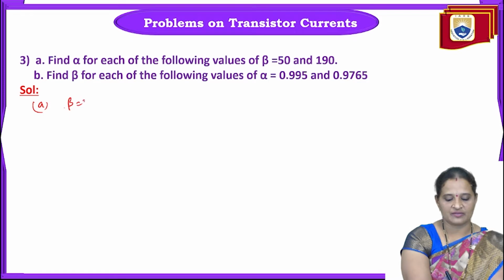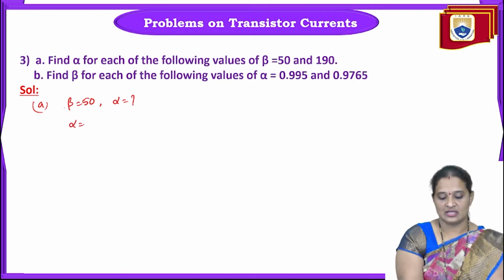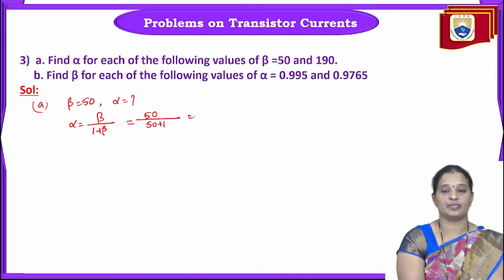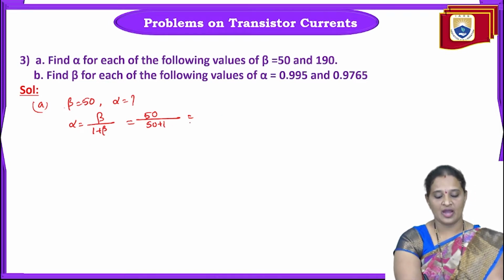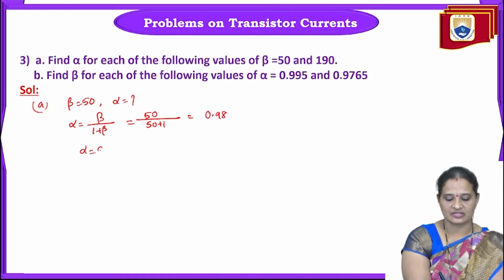Here beta is given, and we need to calculate the alpha value. The equation for alpha in terms of beta is alpha equals beta divided by 1 plus beta. So what is the beta value? 50 divided by 50 plus 1. If I calculate this value, I will get the alpha value as 0.98, that is alpha equals 0.98 when beta equals 50.